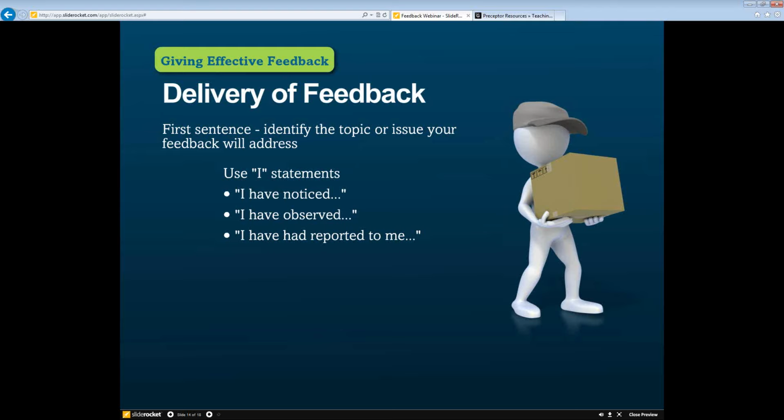And then sometimes, if you happen to be a clerkship director or in an administrative position where you get feedback from other people, and you didn't directly observe things or work with the learner, you may have to start off with, I've had reported to me, and then you describe what the other people have given you data on in the evaluations about the learner. So that's just a way to start the discussion.